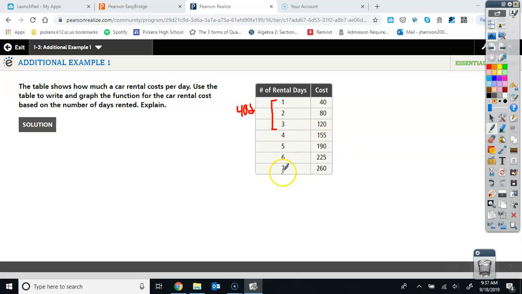But then after this, what happens? Well, from 120 to 155 is 35. From 155 to 190 is 35. From 190 to 225 is 35. So what's happening from here to here is that it's going up $35 every day.